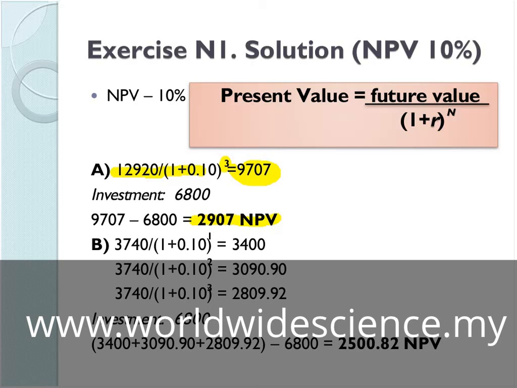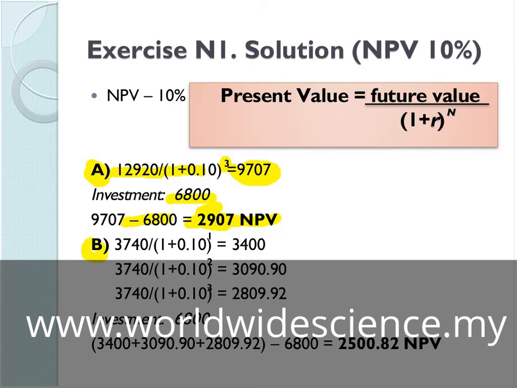And then you should deduct it from the investment. Here we deduct it, and we'll get the positive net present value, which is equal to 2,907. That means you will get the net profit. This is actually the net profit of project A. Okay, in simple words, it is the net profit of project A.